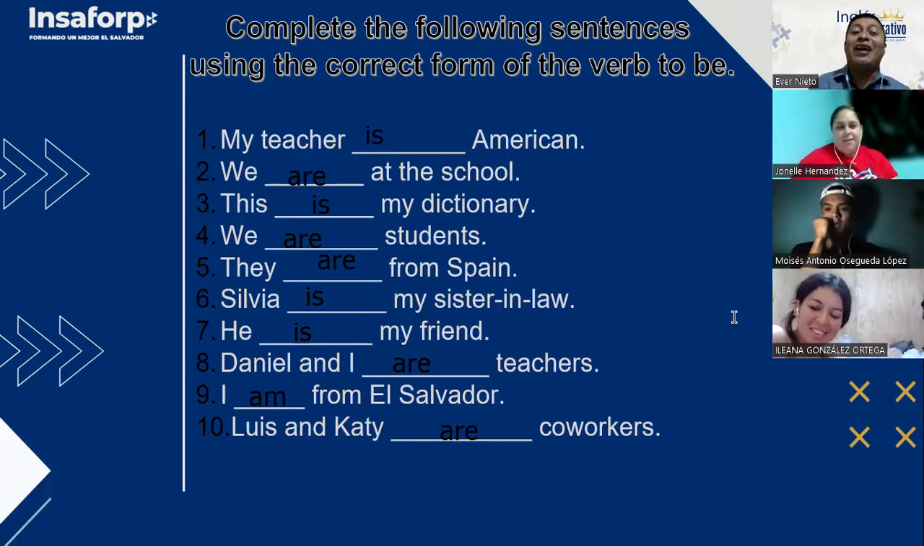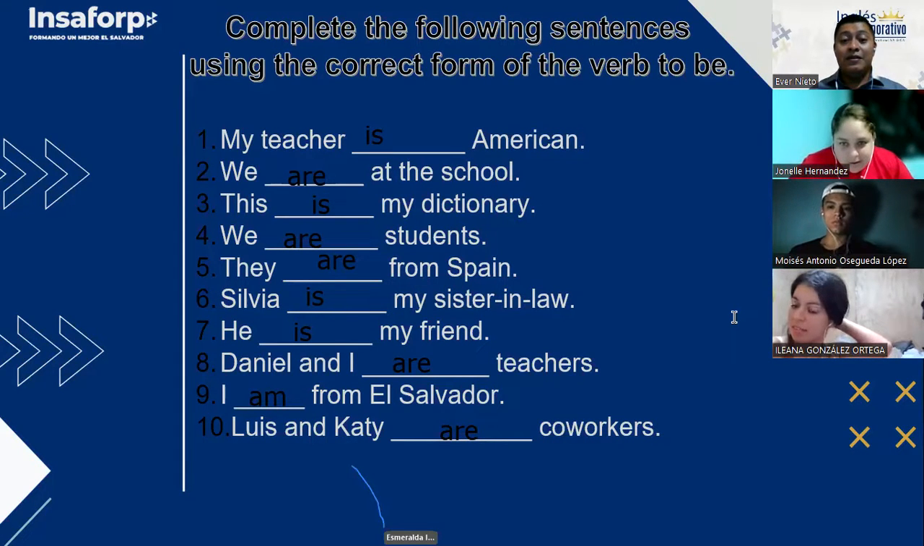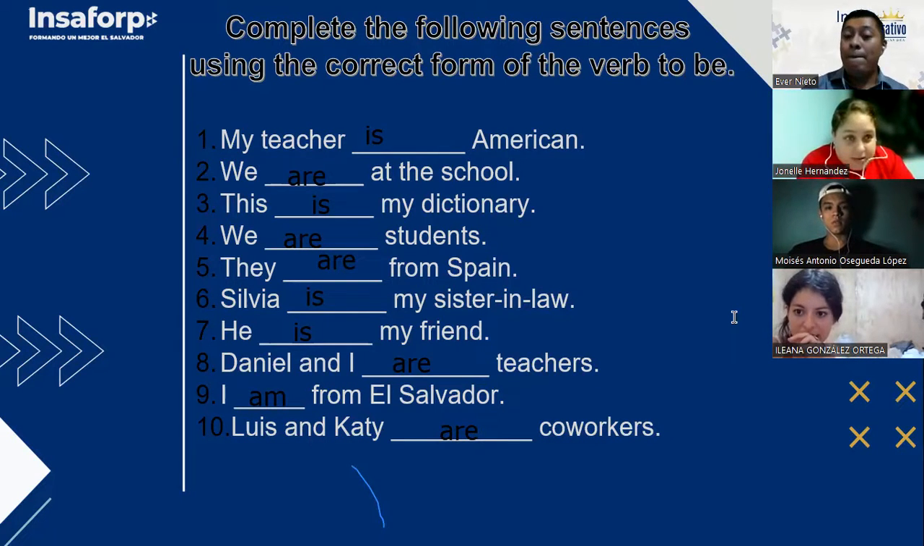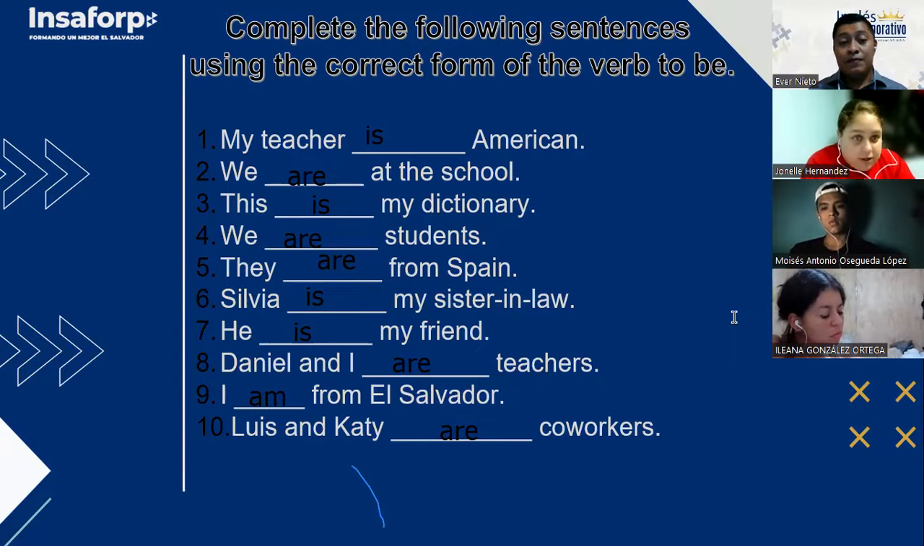I see it. Okay, can you please read the sentence there? Yes, please. My teacher is American. We are at the school. This is my dictionary. We are students. They are from Spain. Silvia is my sister-in-law. He is my friend. Daniel and I are teachers. I'm from El Salvador. Luis and Kathy are co-workers. Excellent. Thank you, Daniel. Wow, that was great. Thank you so much.